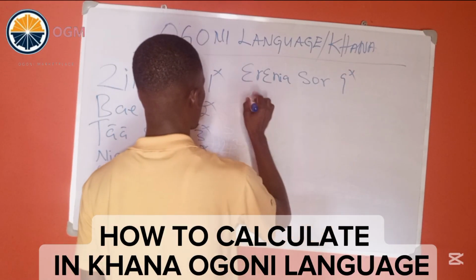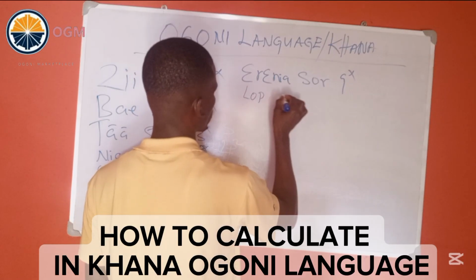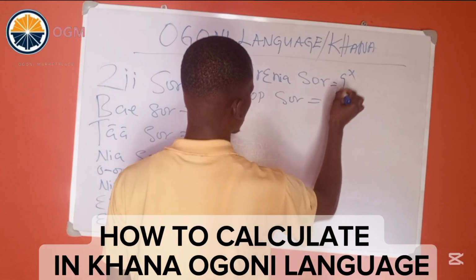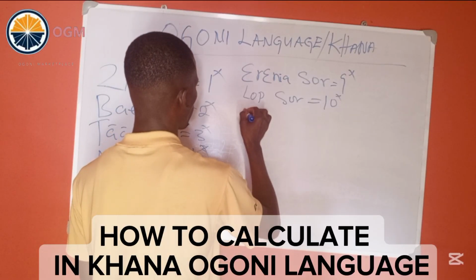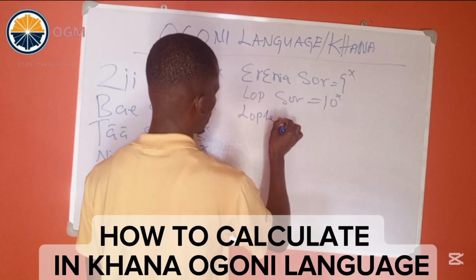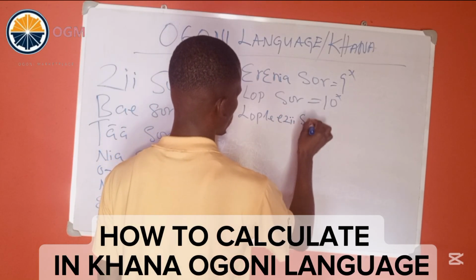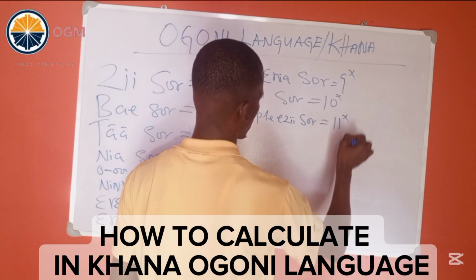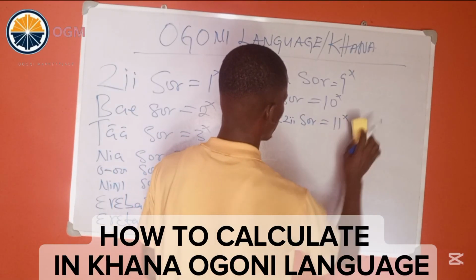9x. Then here we have loop son, which is 10x. Here we have loop son, which is 11x. You can put this 2 here. 11x.